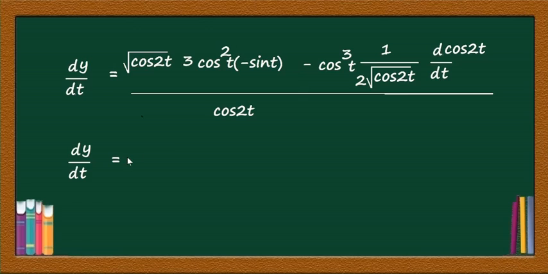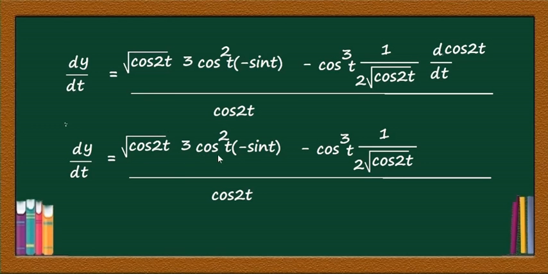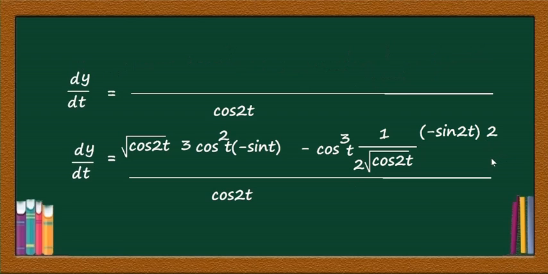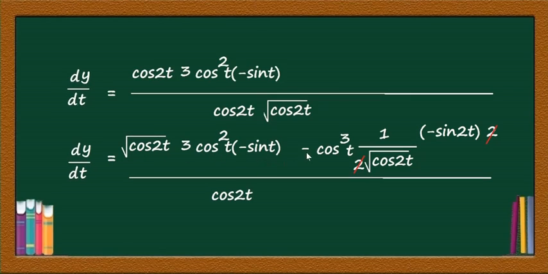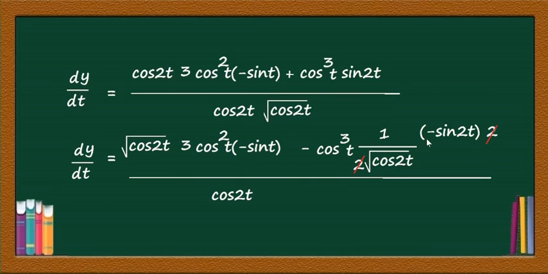That is dy by dt is equal to root cos 2t into 3 cos square t into minus sin t, minus cos cube t into 1 by 2 root cos 2t into derivative of cos 2t, which is minus sin 2t into 2. Here 2 gets cancelled, and root of cos 2t is the LCM for the numerator, and root of cos 2t into root of cos 2t is cos 2t, into 3 cos cube t into minus sin t, plus cos cube t into sin 2t.